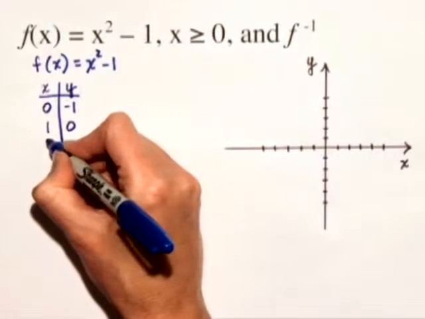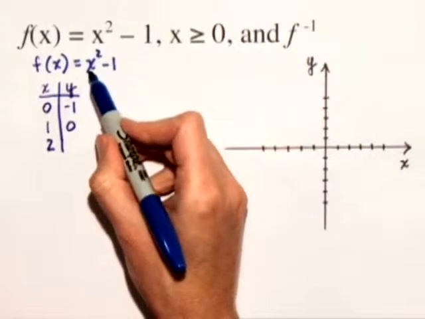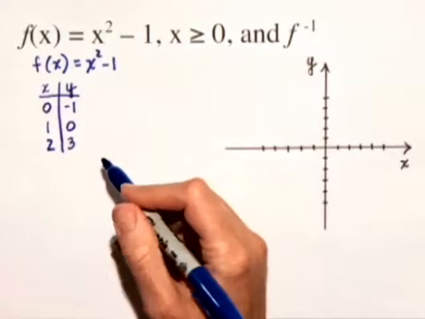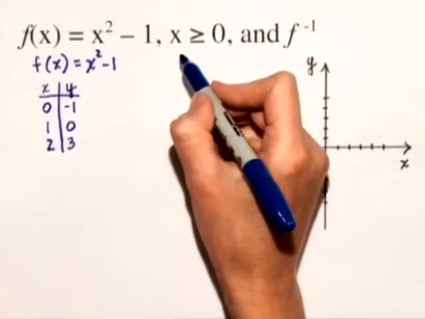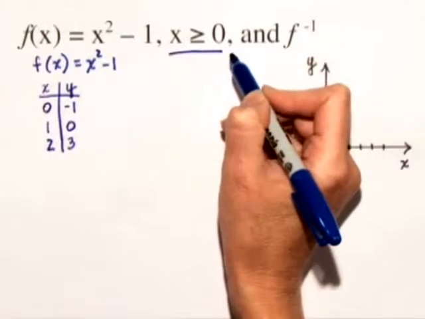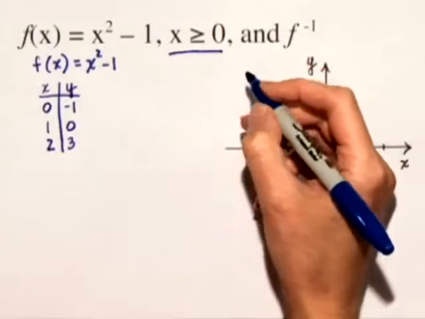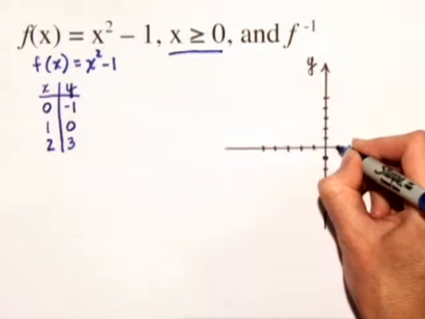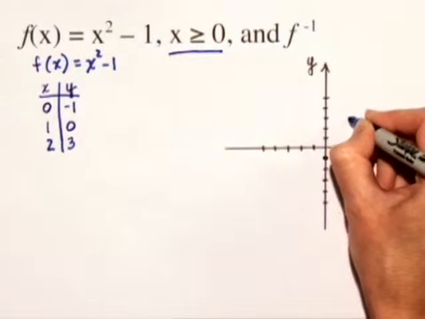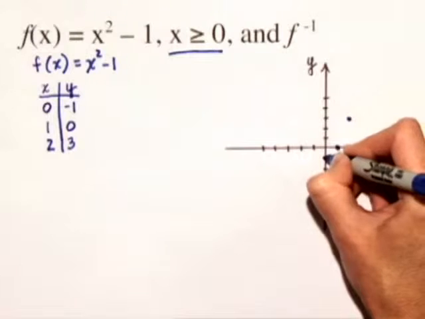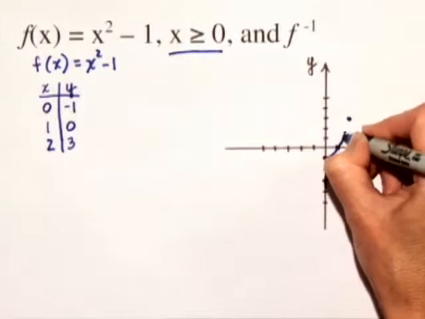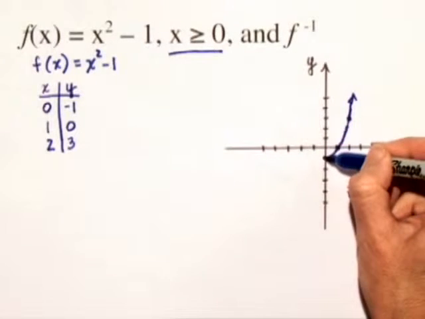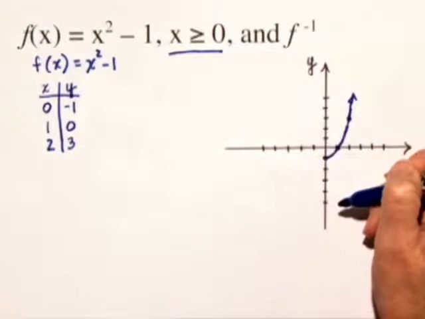And let's do one more point. Let's let x equal 2. We'll have 2 squared, which is 4, minus 1, which gives us 3. Now, the reason that we have this restriction that x has to be greater than or equal to 0, you'll see when I graph it. Notice when I graph 0, negative 1, 1, 0, and then 2, 3. Now, this is just the graph of half of a parabola that is just shifted vertically down 1 unit from the origin on the y-axis.